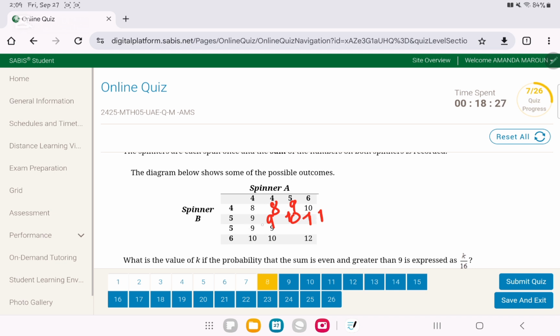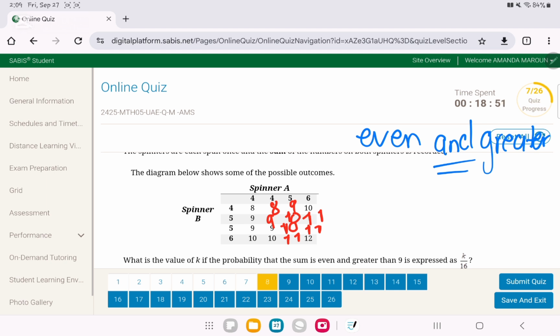Then again, 5 plus 4 is 9. 5 plus 5 is 10. 5 plus 6 is 11. And then 6 plus 5 is 11. Now they're telling us, what is the probability that the sum is even and greater. This is very important. They're telling us even and greater. You remember? We said and in math is multiply, or in math is add. So what do we do?